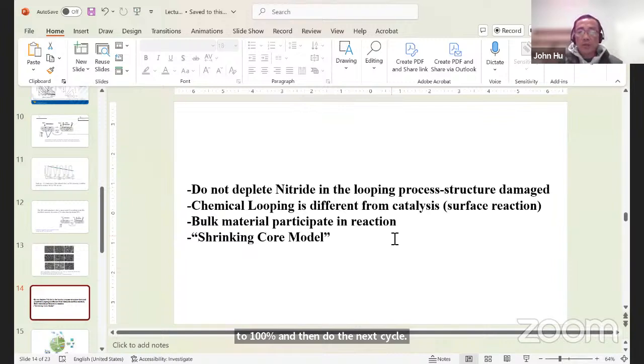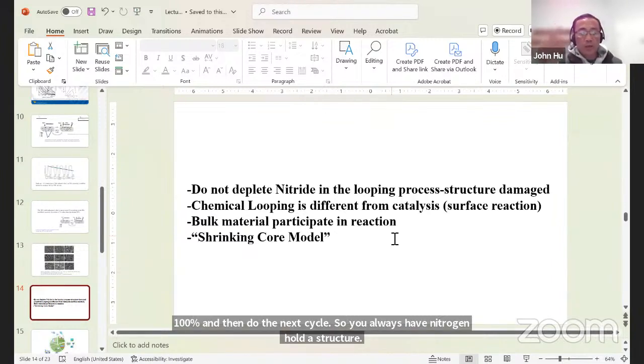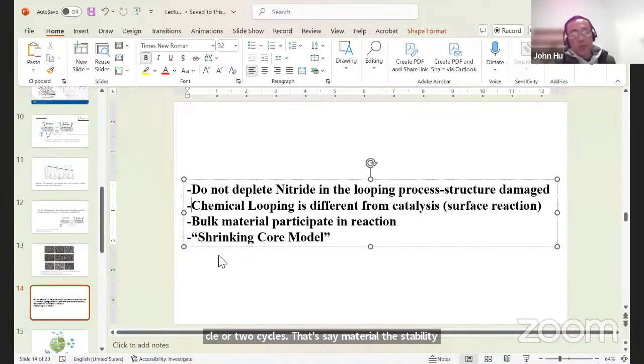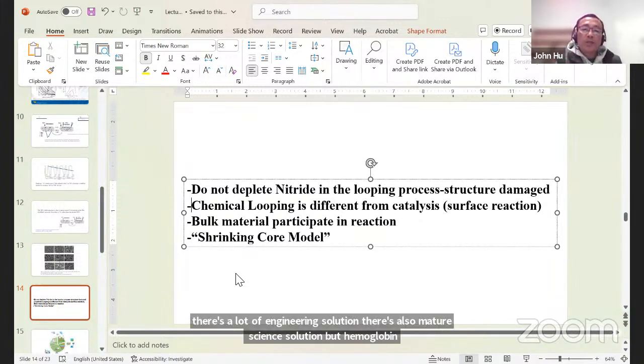If you have everything come out, you probably run 1 cycle or 2 cycles, and the material stability drops. So this is really the engineering solution. But regardless, you need to have a very good material, where the structure and morphology never change, so you can run a couple thousand cycles. I think you asked a very good question. So there's a lot of engineering solution. There's also material science solution. But chemical looping is still in the infant stage.